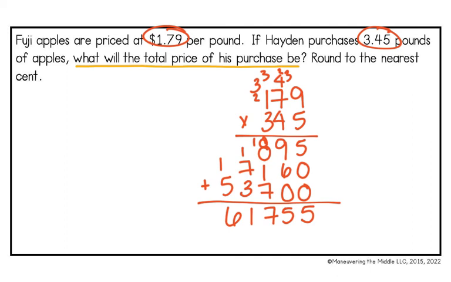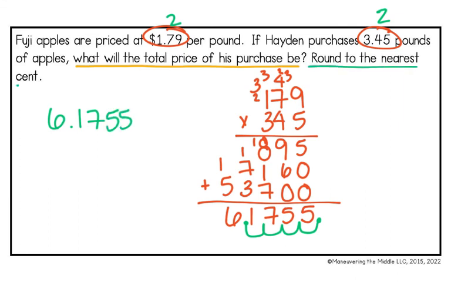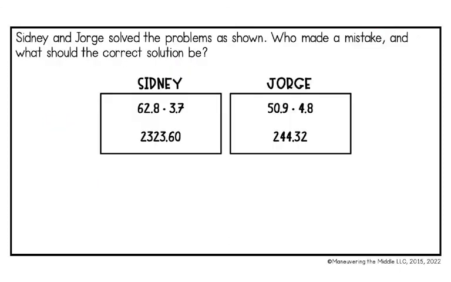So we need to remember to go ahead and put in our decimals again. So 1.79 has 2 digits. 3.45 has 2 digits. So I'm going to move our decimal 4 places to the left. So now our answer is 6.1755. But it told us to round to the nearest cent. So we're going to have 6.1, and then we're going to round the 7, and because this is a 5, we're going to round up, so that becomes an 8. So he spent $16.18 on apples.